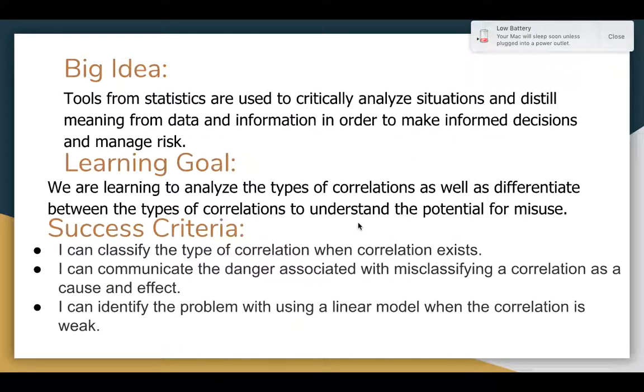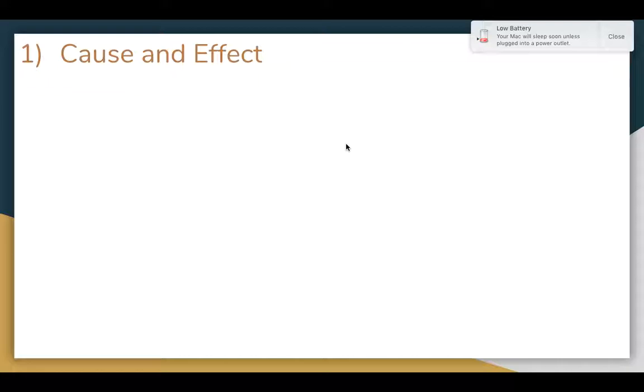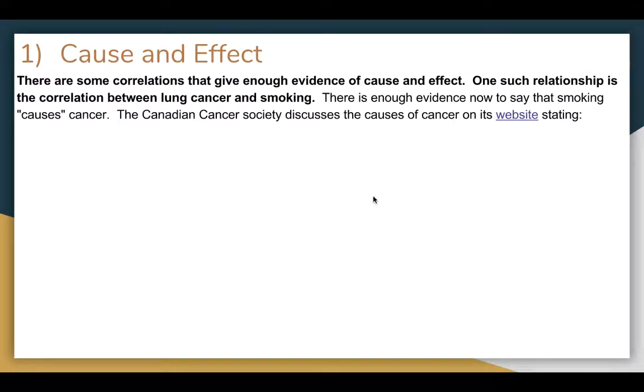We're going to be looking at the four types of correlation. We're also going to be looking at misclassifying correlation as cause and effect. That's what we just talked about with the warm up, and then identify if the correlation was weak, and the problem with using it.